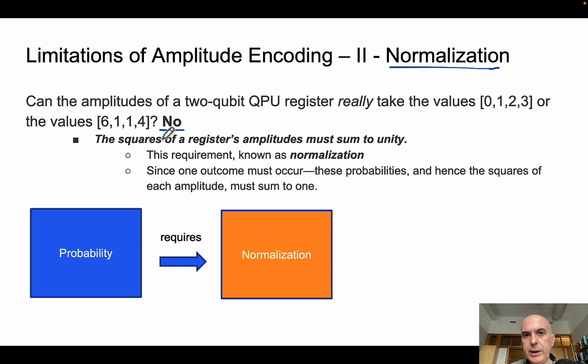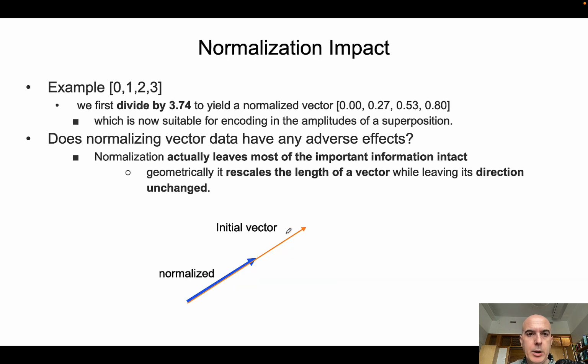So we know the law of quantum computing: the squares of register amplitudes must sum to unity. The reason is that this represents a probability. And because these are probabilities, we need to have normalized values. So what is the impact of this normalization?